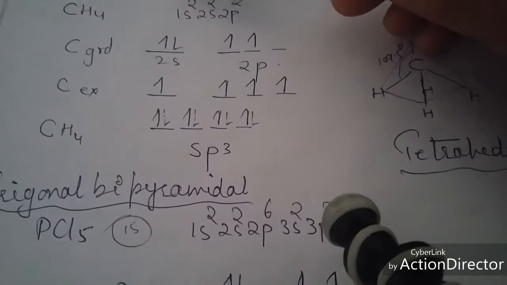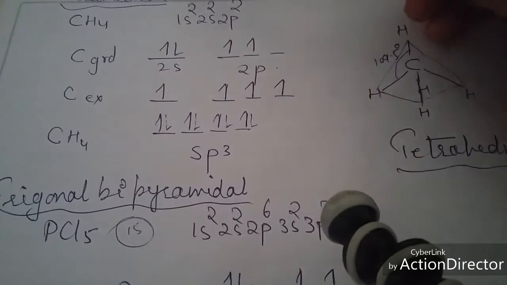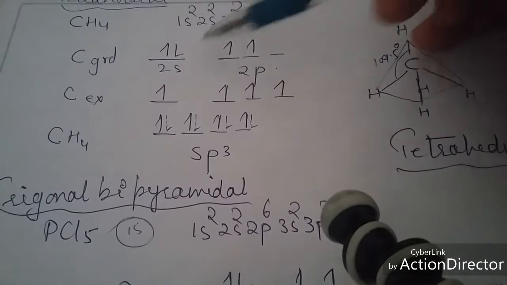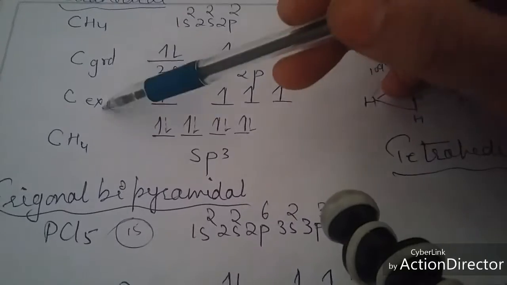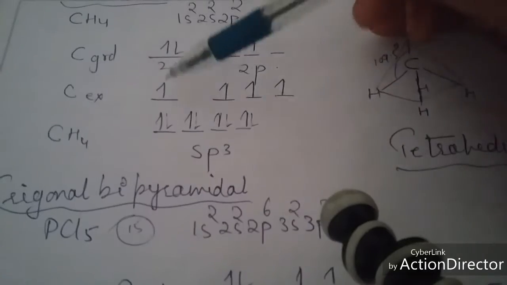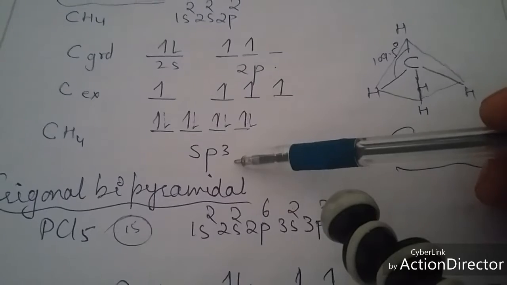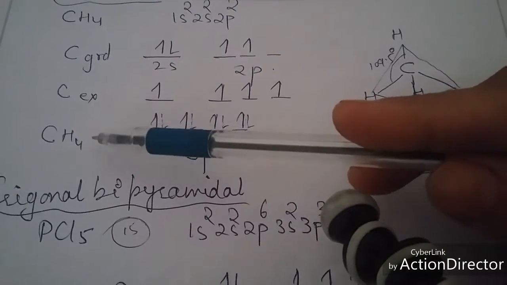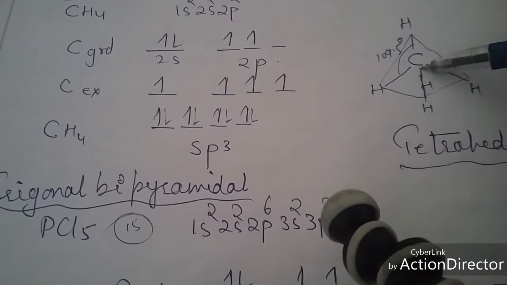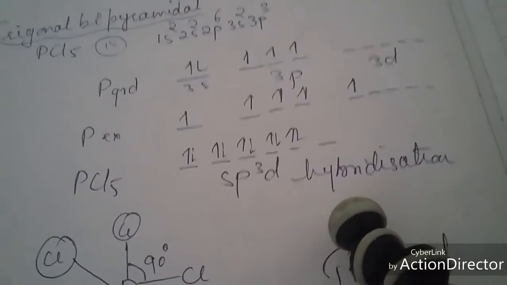Now let us talk about the tetrahedral geometry. In case of methane, if you see, it has a total of 6 electrons. Outermost electrons are 2s2 and 2p2. So 2s2, 2p2 I have taken. In the excited state, one of the electrons will go to the p orbital. There will be mixing of orbitals, one s and 3 p orbitals, resulting in the formation of 4 new sp3 hybrid orbitals, and pairing will take place with the hydrogen. So it will be sp3 hybridization. Structure will be tetrahedral.